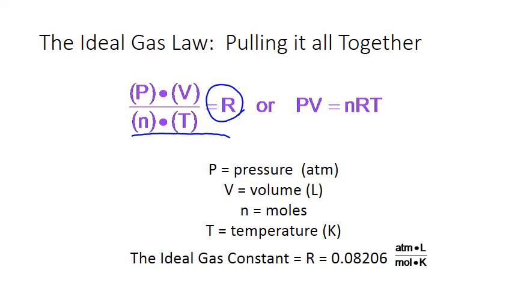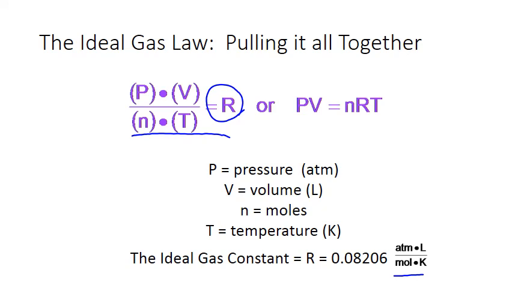The units on the ideal gas constant simply represent the units that we use for all the other measurements in the equation. Pressure is always used in units of atmosphere. Volume is in liters. Moles is moles. And temperature is always used in units of Kelvin.